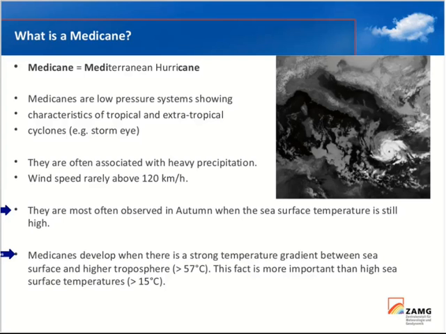What's necessary for the development of a Medicane? We need some cold air from the north. So we need some sharp gradient, cold air in the north, warmer air in the south, or warm sea surface in the south. And we need a sharp vertical temperature gradient of at least 57 degrees Celsius. The hurricanes need a very elevated sea surface temperature where they gain their energy from. This is not so much the case for Medicanes. A sea surface temperature of above 15 degrees is sufficient.